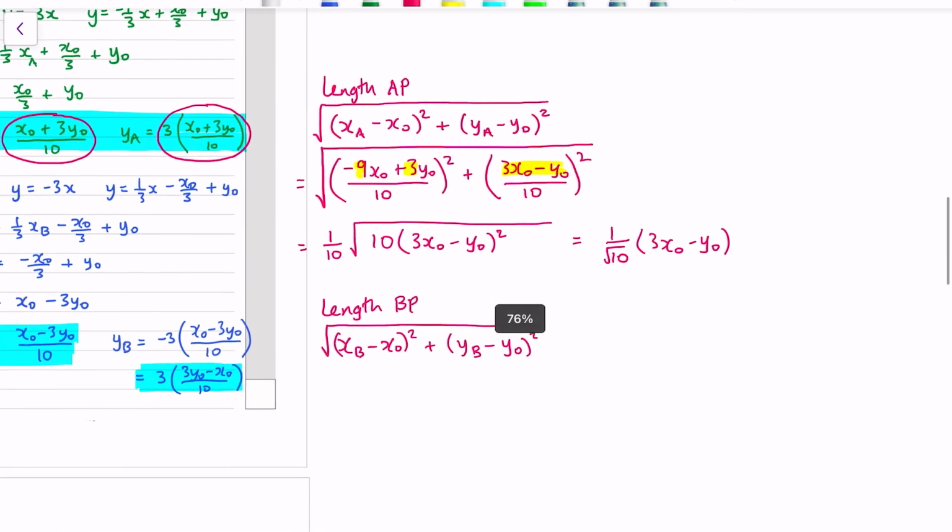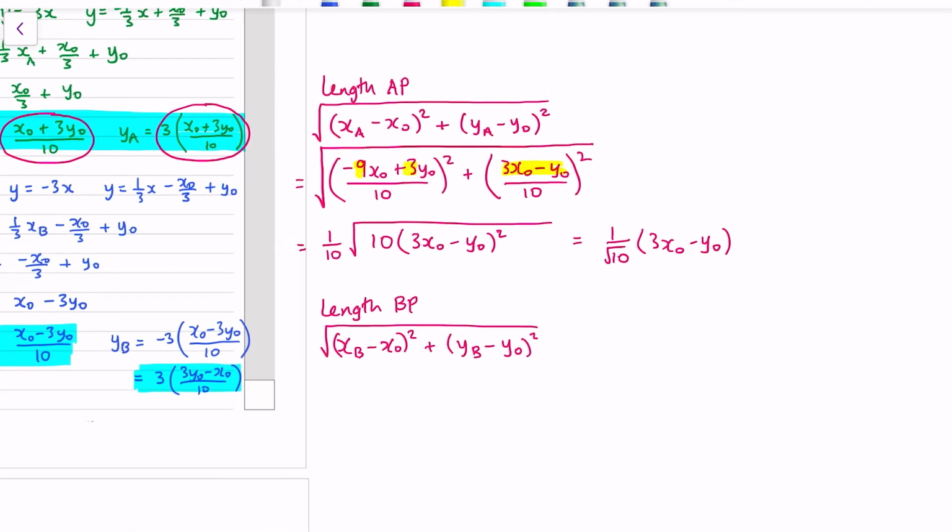So come to my square root thing. This thing underneath the square root is positive, meaning I can knock the square root and the square off without worrying about absolute value symbols.